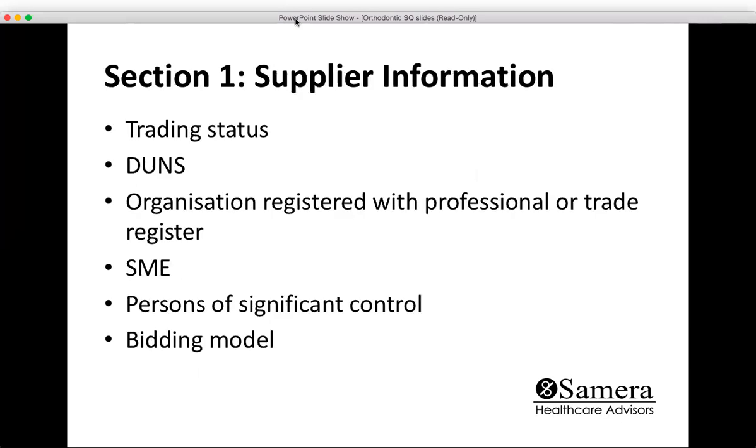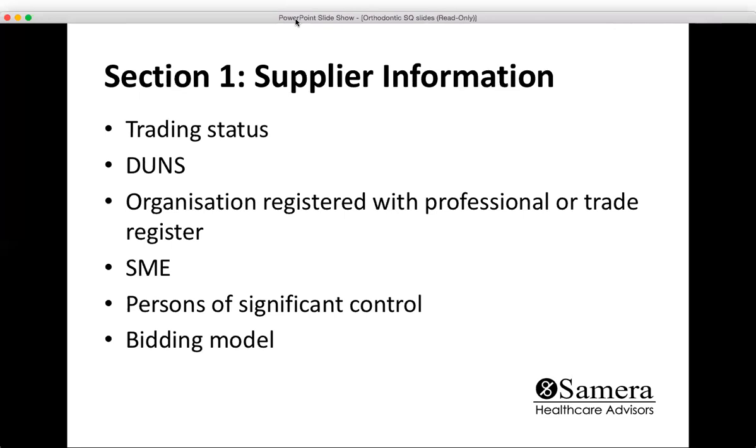Okay, so let's get into this, and let's complete section 1, which is supplier information. What we've done here is we're not going through every single question, but we're going to highlight some of the maybe not so obvious things, to give a bit more information behind what various things mean. Yeah, that's right. Okay, so trading status, what does that mean?